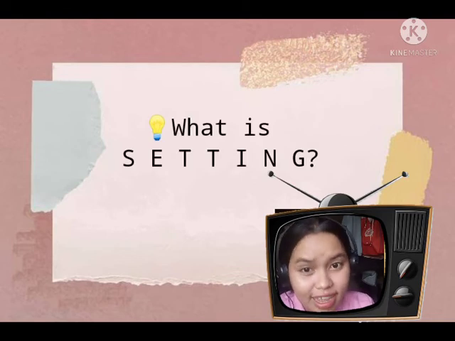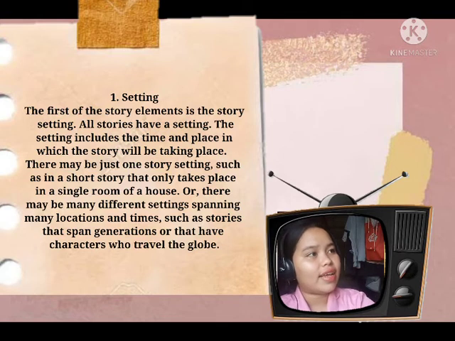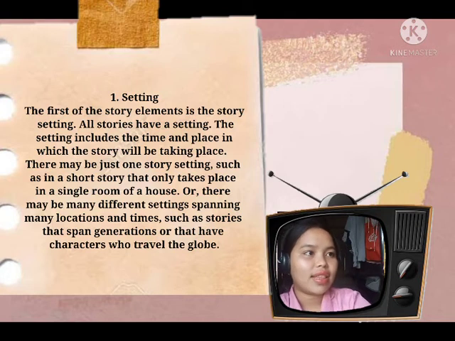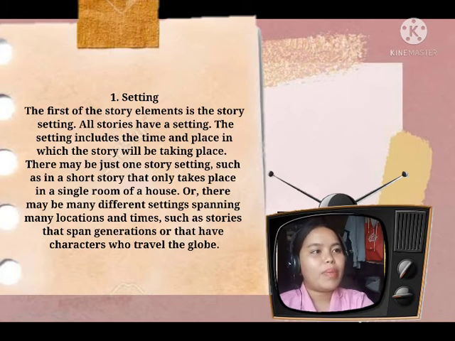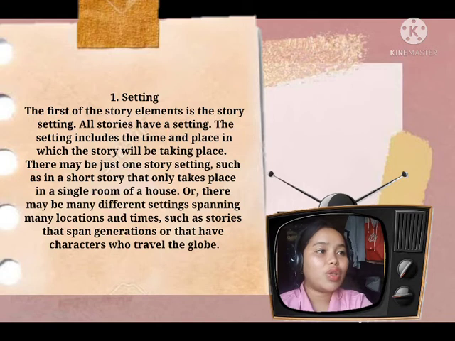So here we go. Let us define what is a setting. The first of the story elements is the story setting. All stories have a setting. The setting includes the time and the place where the story takes place. There may be just one story setting, such as that only takes place in a single room or in a house. Or there may be many different settings spanning many locations and times, such as stories that span generations or have characters who travel the globe.